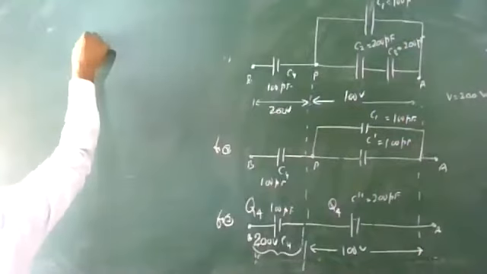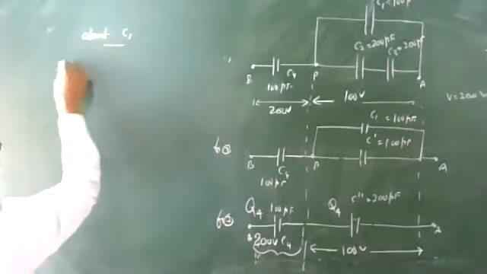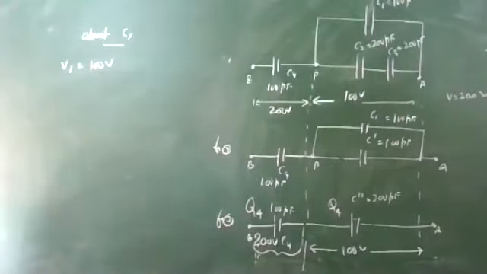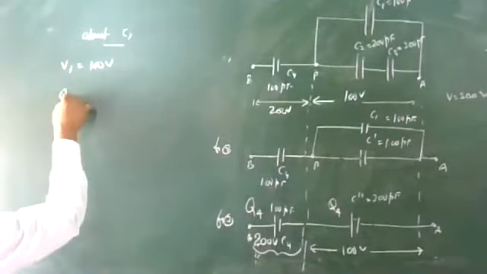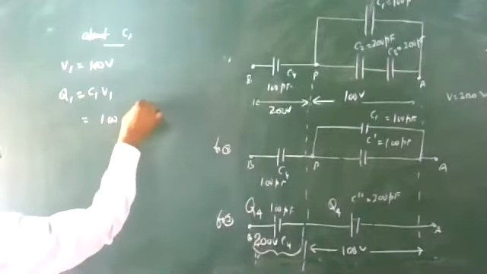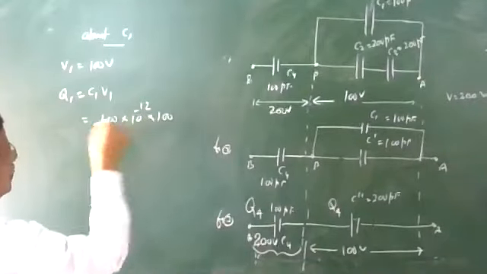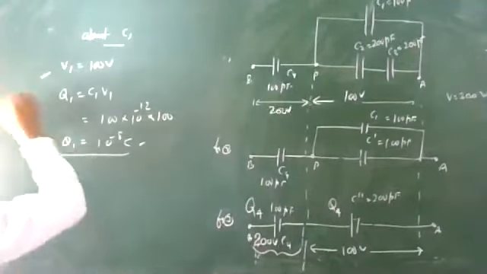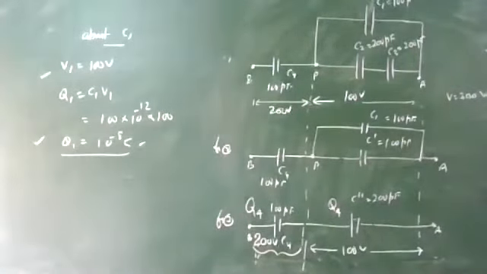About C1, potential across C1 is 100 volt because it is connected between A and P. What is the charge on that? Charge is equal to Q1 is equal to C1 into V1. C1 is 100 by 4 10 to the minus 12 into V1 is 100. That is 10 to the minus 8 coulomb of charge. So about C1 completed. C4 already पहले से complete किया, नीचे से आना है. Q4 का चार्ज देख लिया और वोल्टेज देख लिया. अभी C1 हो गया. C1 का वोल्टेज 100 है, चार्ज 10 to the minus 8 coulomb.